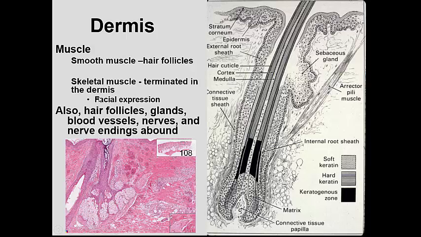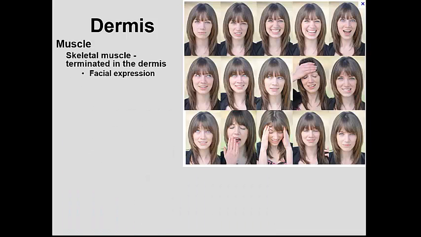And it has skeletal muscle for facial expressions. Hair follicles, glands, blood vessels, and nerves abound in the dermis, because the dermis is a source of nutrients to feed the epidermis. The epidermis is avascular, so it needs to get all its nutrients from below.